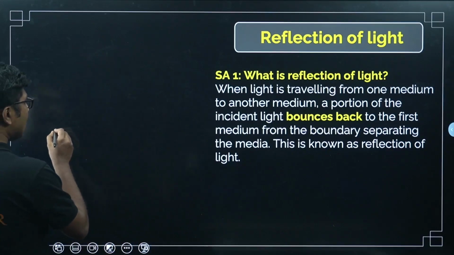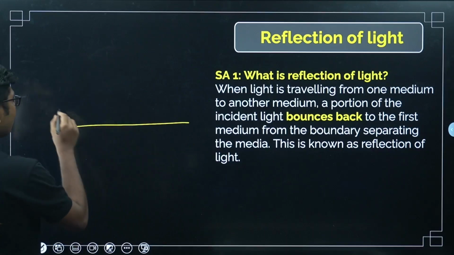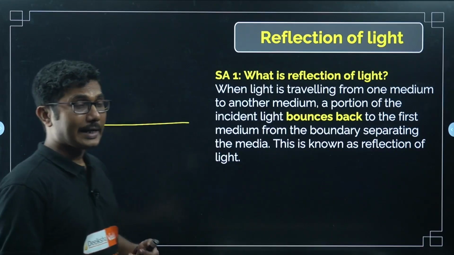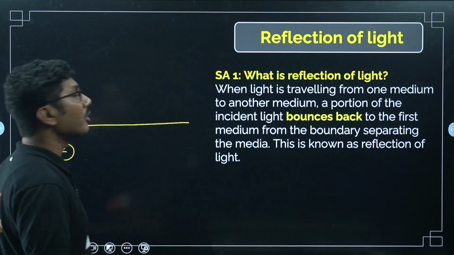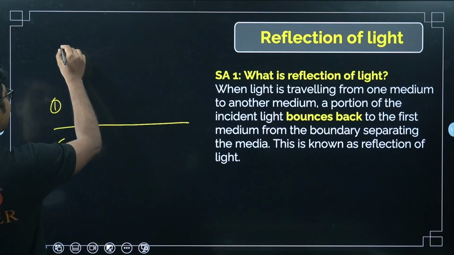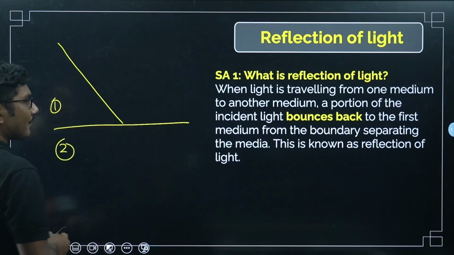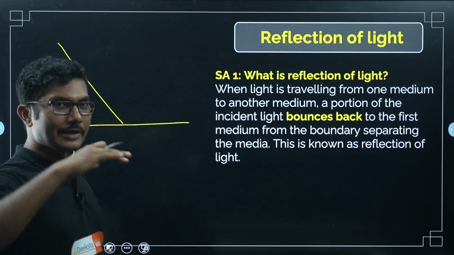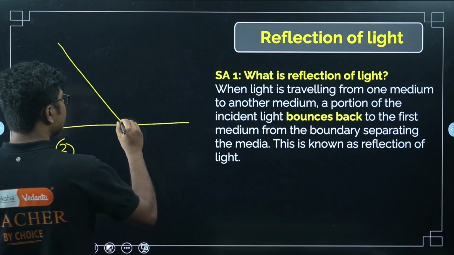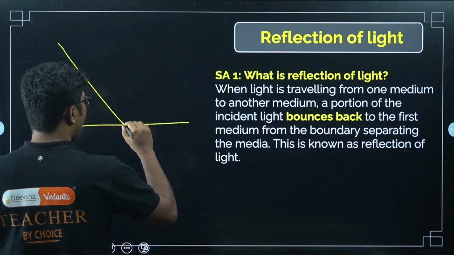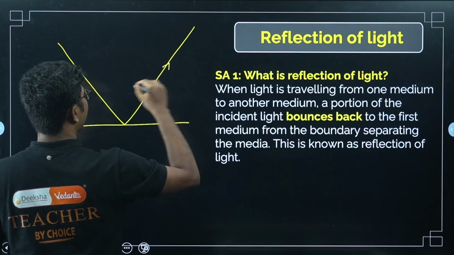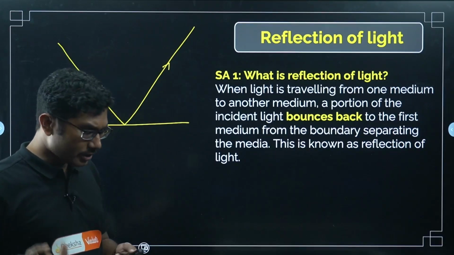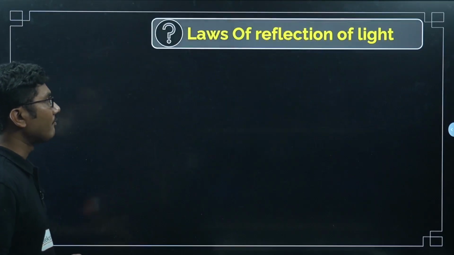So suppose light is traveling from one medium. This is medium number 1. This is medium number 2. For example, light is traveling from air to water or from air to glass. When light is incident on the first medium, after falling on this boundary, which is a very thin line separating these two media, some part of the light bounces back into the first medium. So this is called reflection of light.